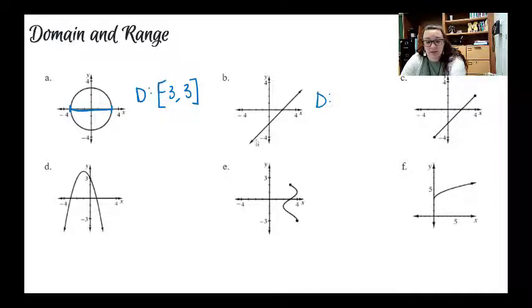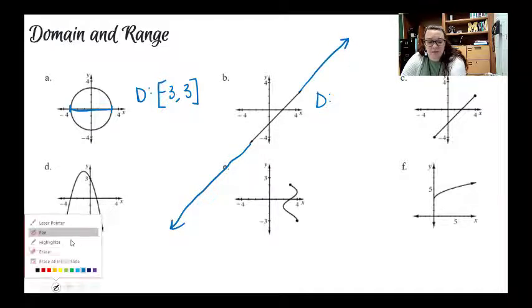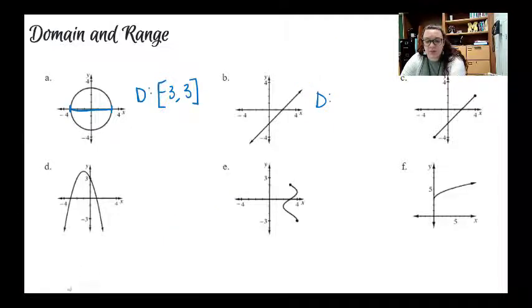This guy, let's see, the domain goes, notice the arrows? So this actually goes on and on and on forever in the left and on and on and on forever in the right. So in that case, because it goes on and on forever in both of those cases, we can actually just say for it is all real numbers. Sometimes you see it written like this. This symbol means real numbers. So either of those are okay.